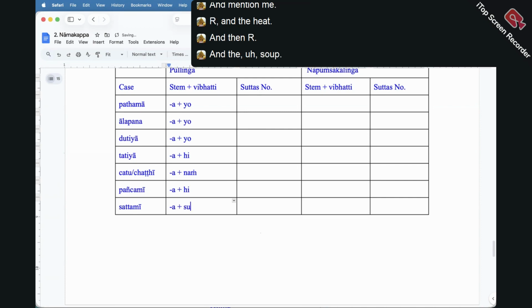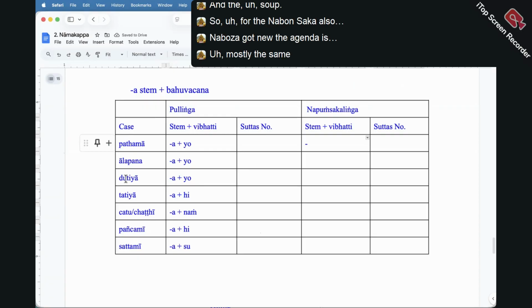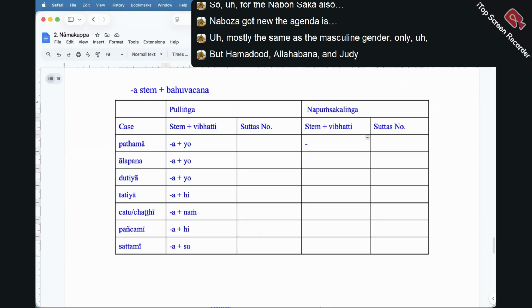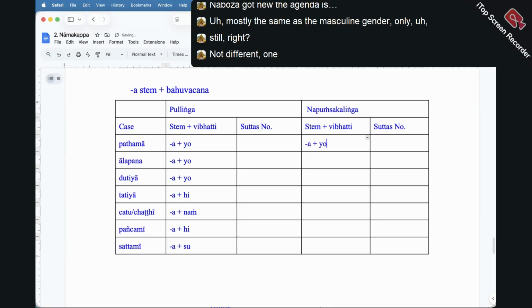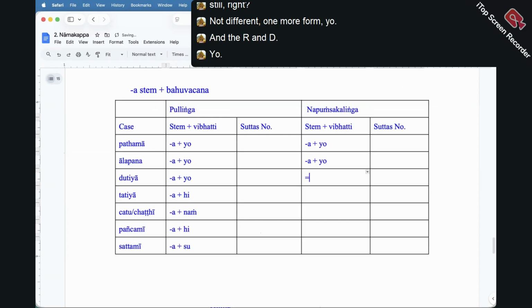Okay, su. For the Nabonsaka also, neuter gender is mostly the same as the masculine gender. Only Patama, Alabana, and Dutiya are different. Not different, just one more form: yo. Then the yo, and the yo. Okay, the others, starting from that, are the same as the masculine.